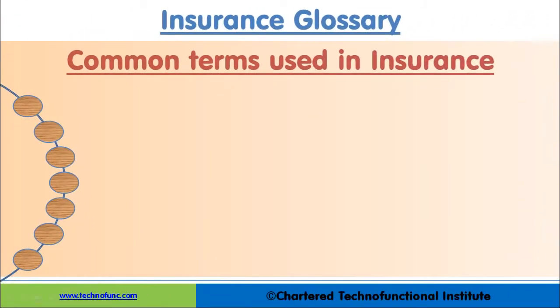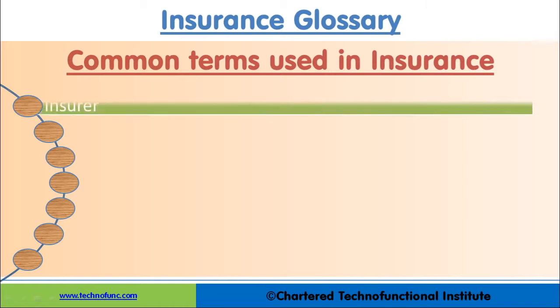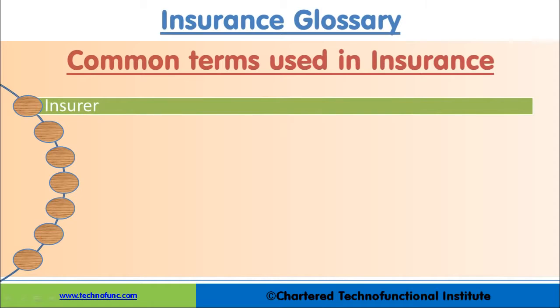Let us understand some common terms used in the context of insurance business. Insurer. The company which issues an insurance policy is called insurer. Insurer is a party to an insurance arrangement who undertakes to indemnify for losses. Insurer agrees to pay compensation on the happening of an uncertain and unfortunate event.